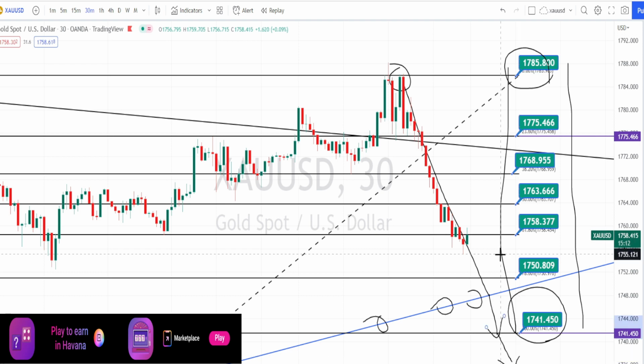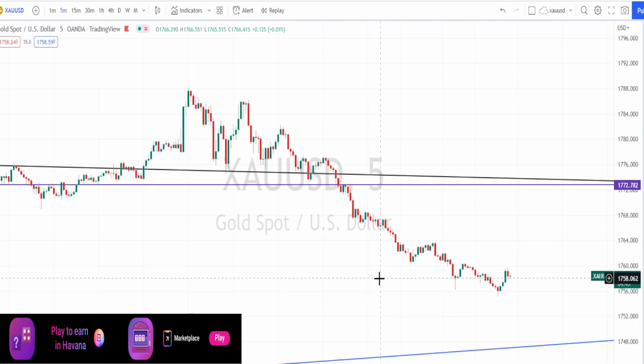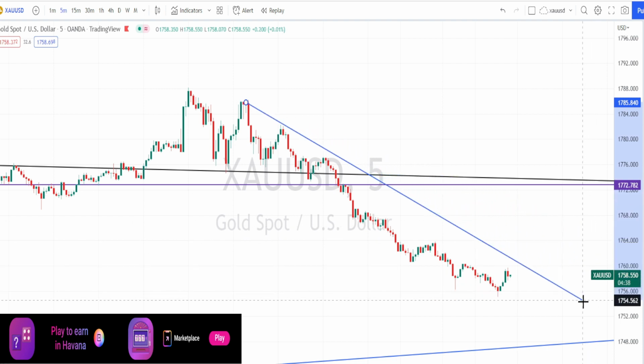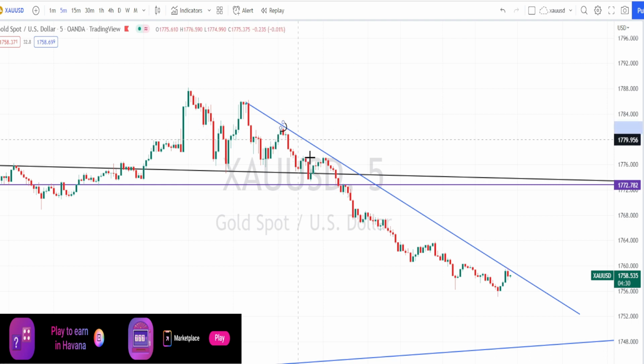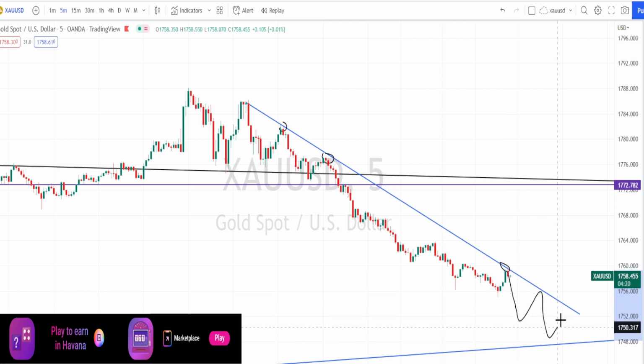Let us do the analysis in 5 minutes time frame. I am in 5 minutes time frame now. When we look at the price action in 5 minutes time frame, it is still in a very nice bearish trend. It has taken resistance on the blue color resistance line from the 5 minutes time frame, and we are noticing the price action to trend on the bearish side.